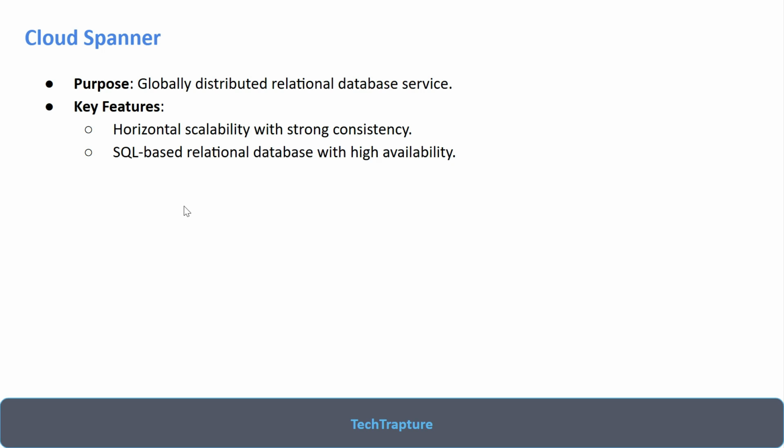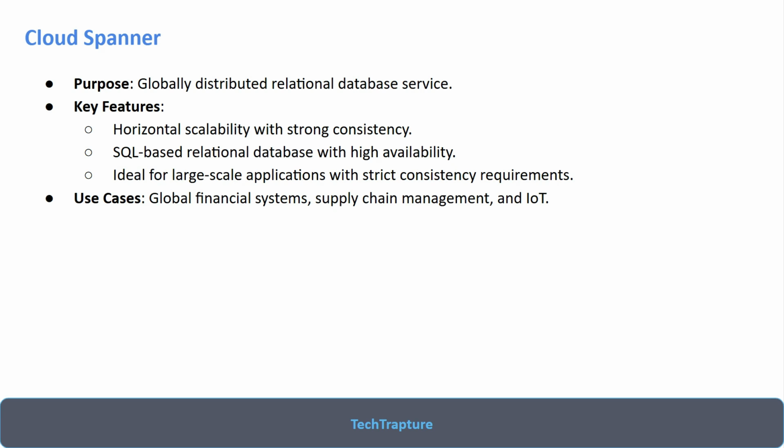Here, Cloud Spanner is an SQL based relational database with high availability. This is ideal for large scale applications with strict consistency requirements, global financial systems and supply chain management, where you don't need any kind of downtime. You can use Cloud Spanner because it has high availability and is also globally distributed. So that is Cloud Spanner.